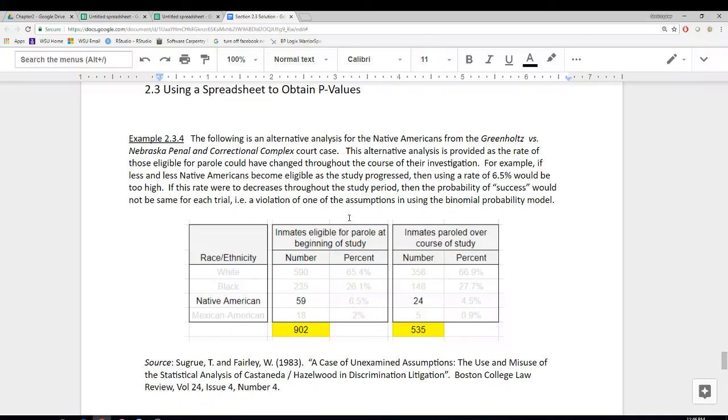Now, if that rate changes as the study progresses, then that's a problem. That's going to violate one of our assumptions of using the binomial probability model. The binomial probability model says that the probability of success must be the same for each trial. If the rate of Native Americans decreases as the study progresses, that's not going to be the case: the probability of success would not remain the same for each individual person coming up for parole.